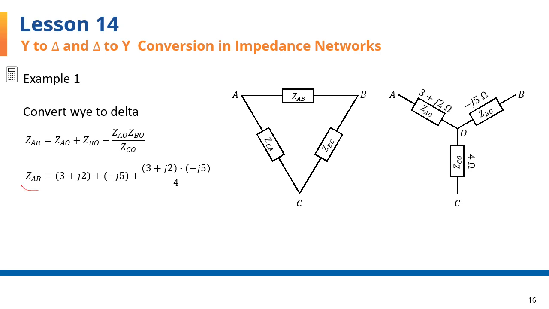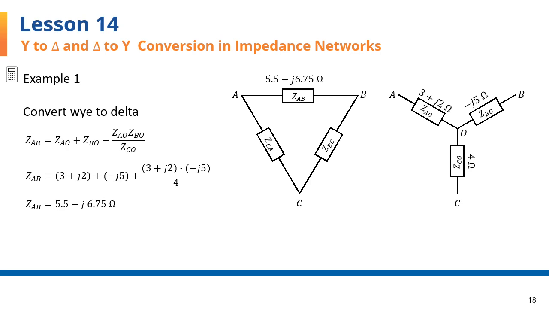ZAB equals the sum of these two, plus the product of the same two impedances over the third one, 4 ohm. And the answer is 5.5 minus J 6.75, which will go here.